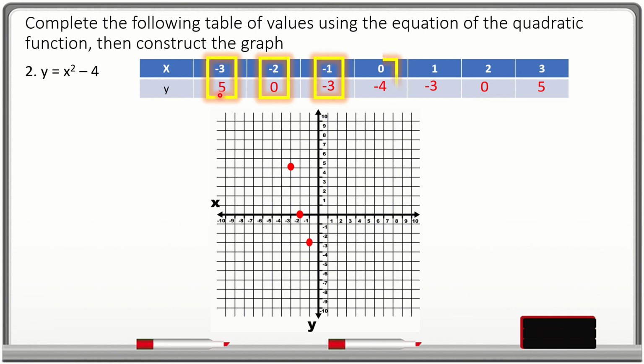Next, we have 0, negative 4, and that is on the y-axis. Next, we have 1 and negative 3, which is placed here. It is on the fourth quadrant. And we have 2 and 0, which is on the x-axis. And lastly, 3, 5, which is on the first quadrant. After we already plot this, we will now connect these points and then we now have a parabola that opens upward.